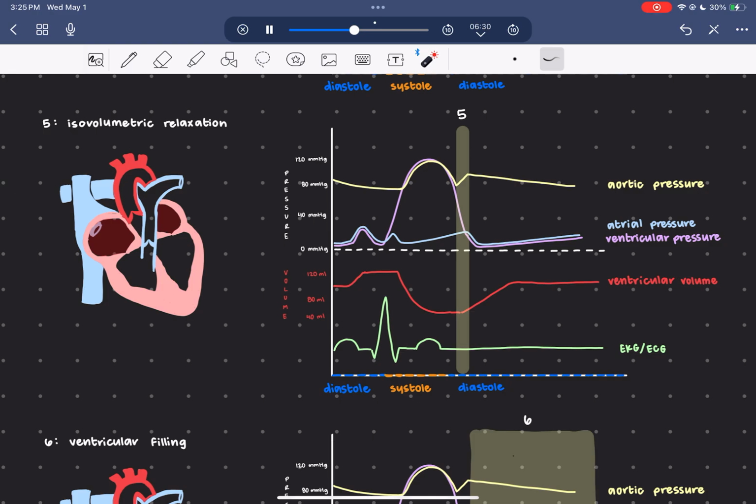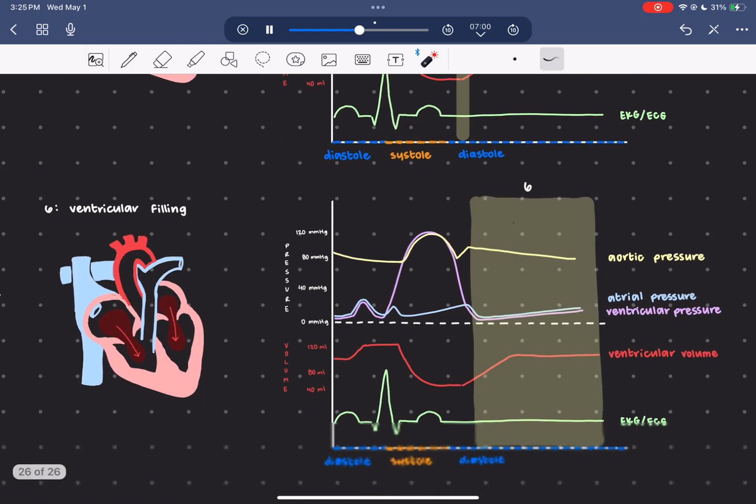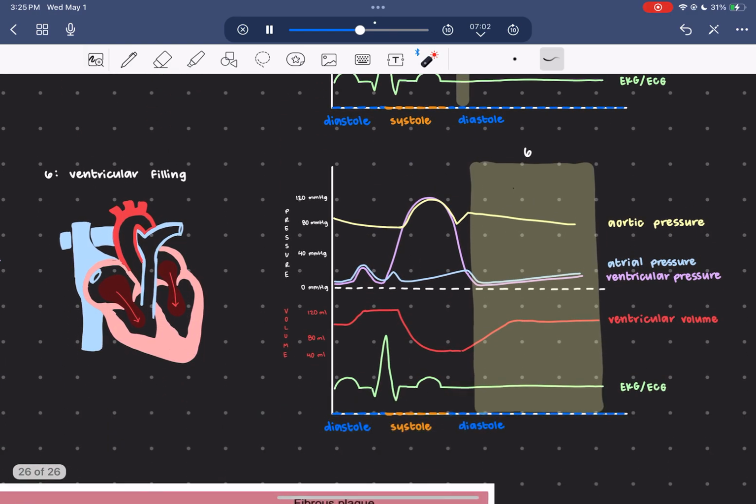Additionally, when looking at ventricular pressure, it is still going down because there is nothing up against the walls of the ventricles, because we have no blood within our ventricles. And additionally, aortic pressure kind of spikes a bit, and that is because of the atria. And then when looking at ventricular filling, we're going to see this is our passive filling.